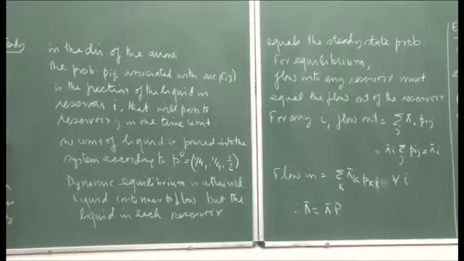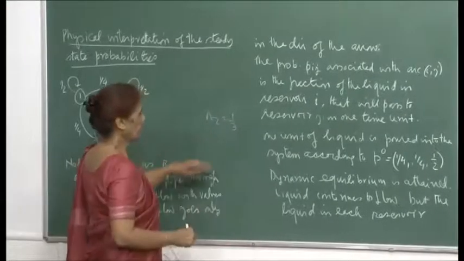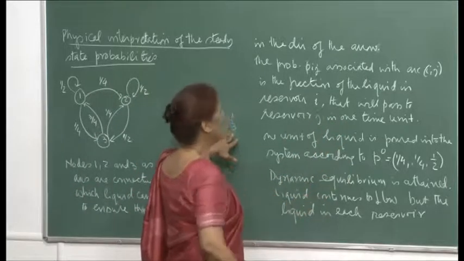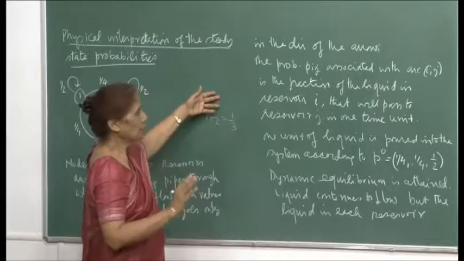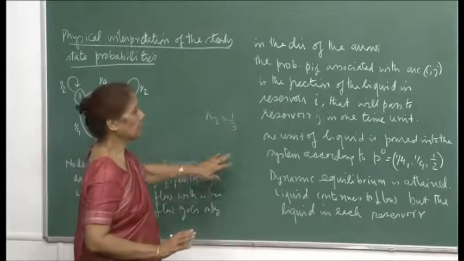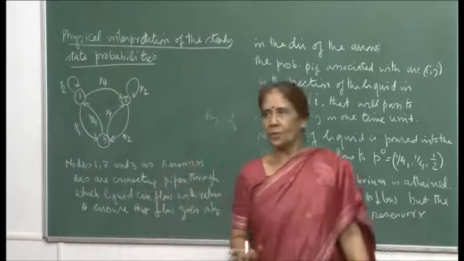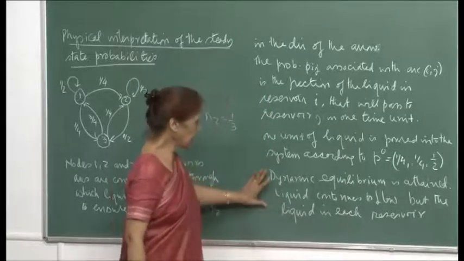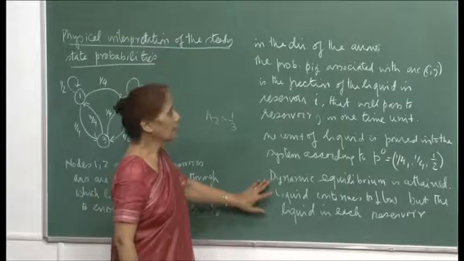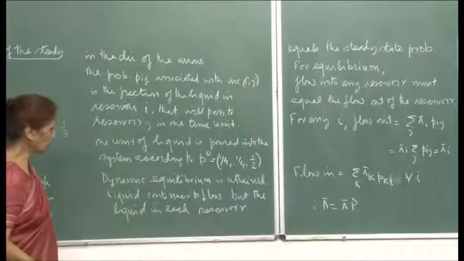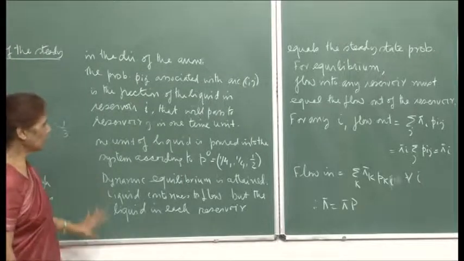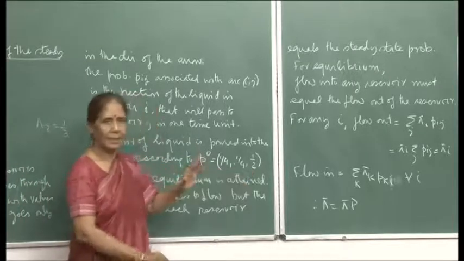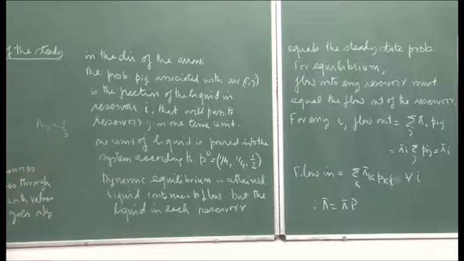So, for example, I remember pi 2 was 1 by 3. So, that means reservoir 2 will have 1/3 of the liquid, and then pi 1 would represent the amount of liquid that is in reservoir 1, and pi 3 will be the amount of liquid present in reservoir 3. Okay. So, this is the interesting part. What is being said is that equilibrium will be attained and the liquid will continue to flow according to this plan, but even though the starting amounts were different, each reservoir will settle down to the amount of liquid according to these steady state probabilities.